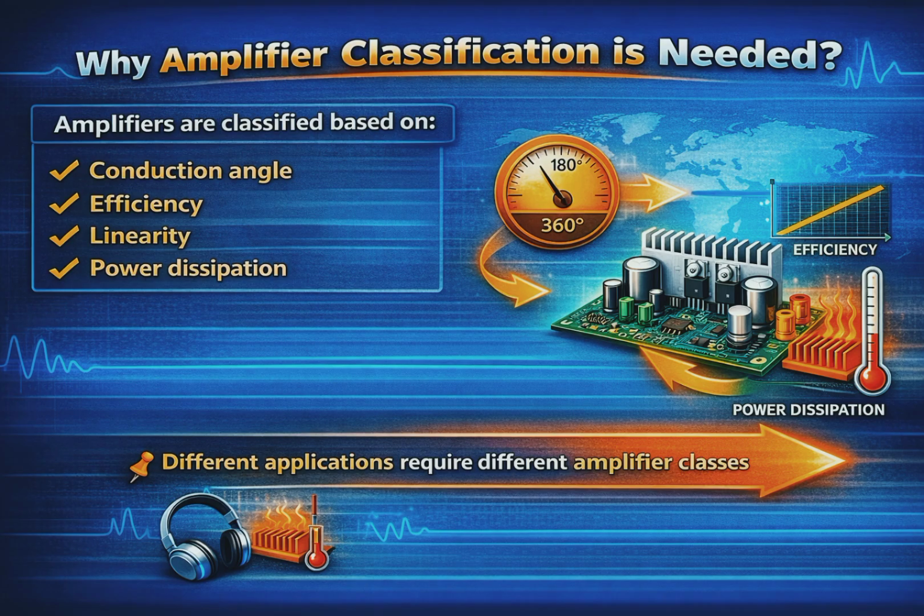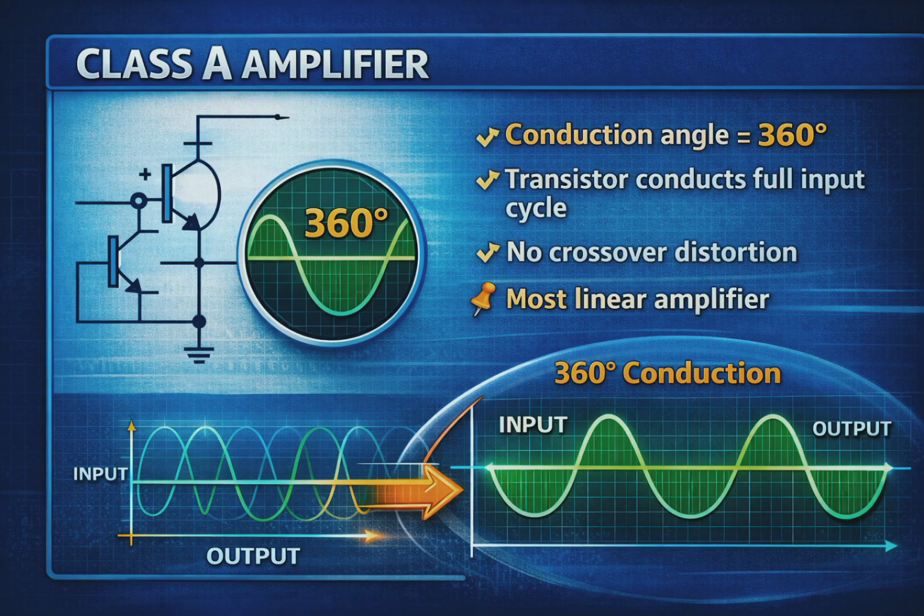Now let's start with the first amplifier class. Class A amplifier. The Class A amplifier is the simplest and most linear type of amplifier. In a Class A amplifier, the conduction angle is 360 degrees. The transistor conducts for the entire input signal cycle. This means the transistor is always on, even when there is no input signal. Because of continuous conduction, there is no crossover distortion, and the output signal is extremely accurate. This makes Class A amplifiers the most linear type of amplifier.